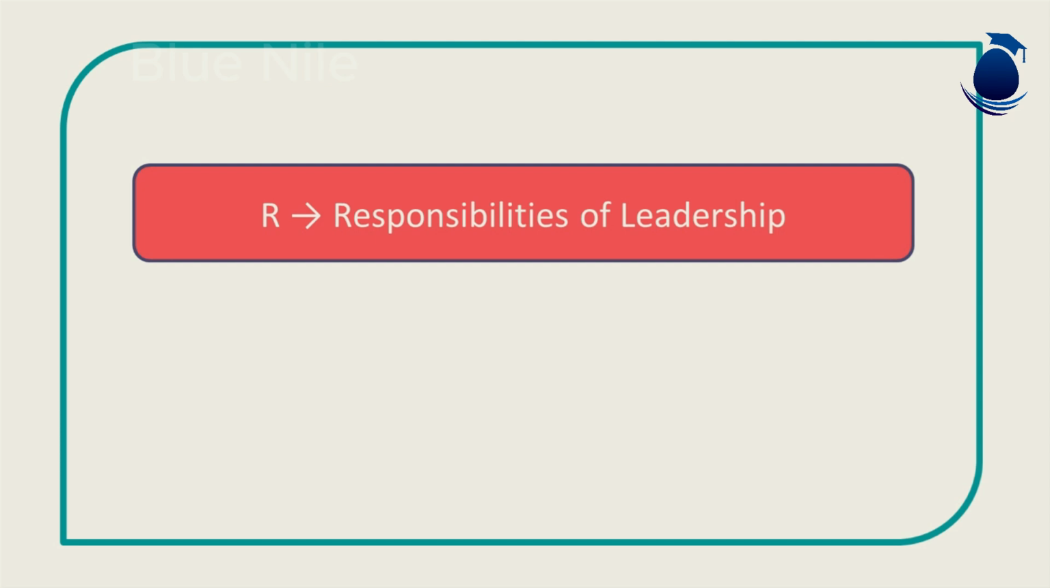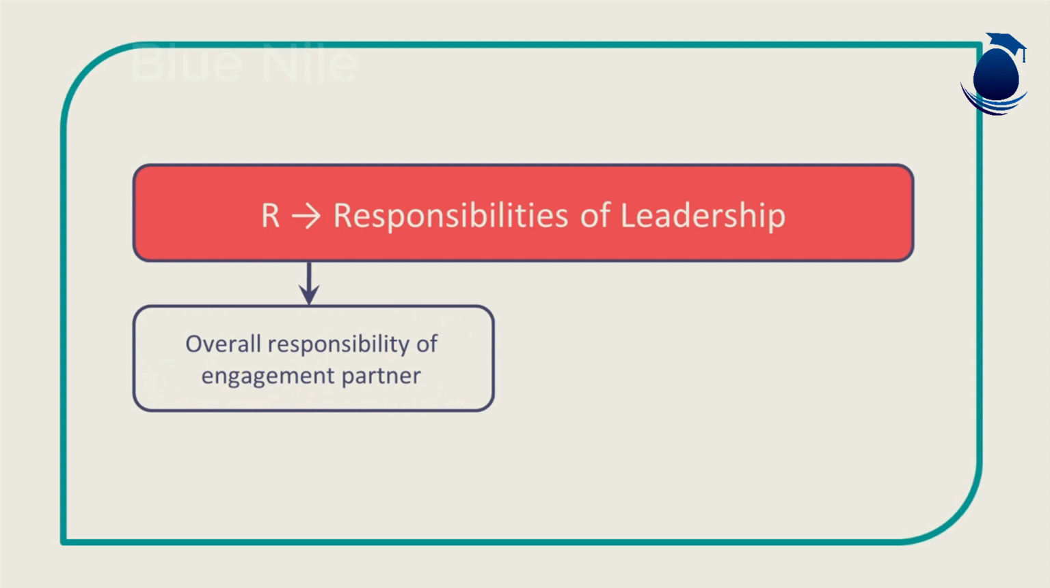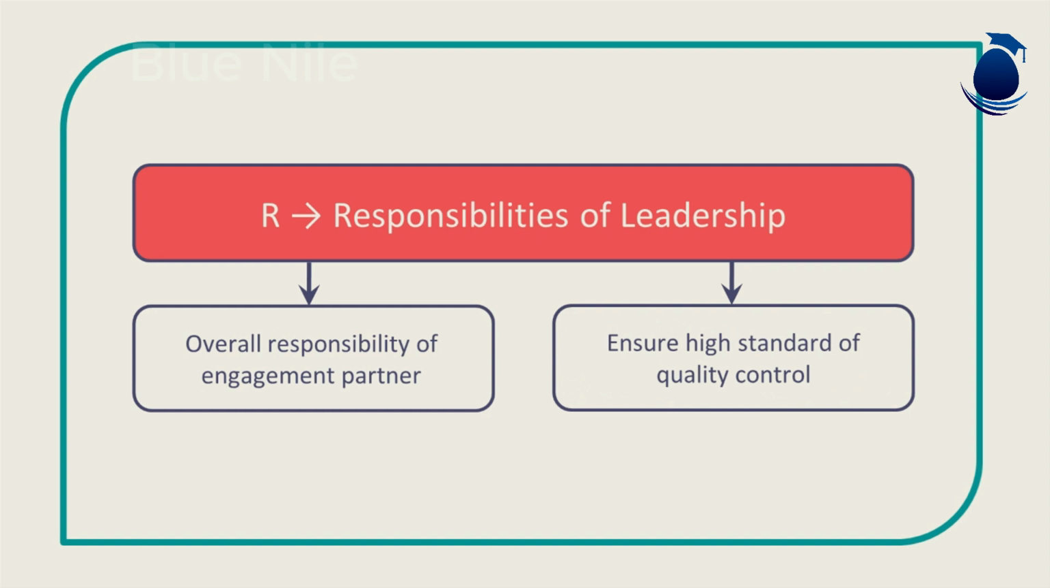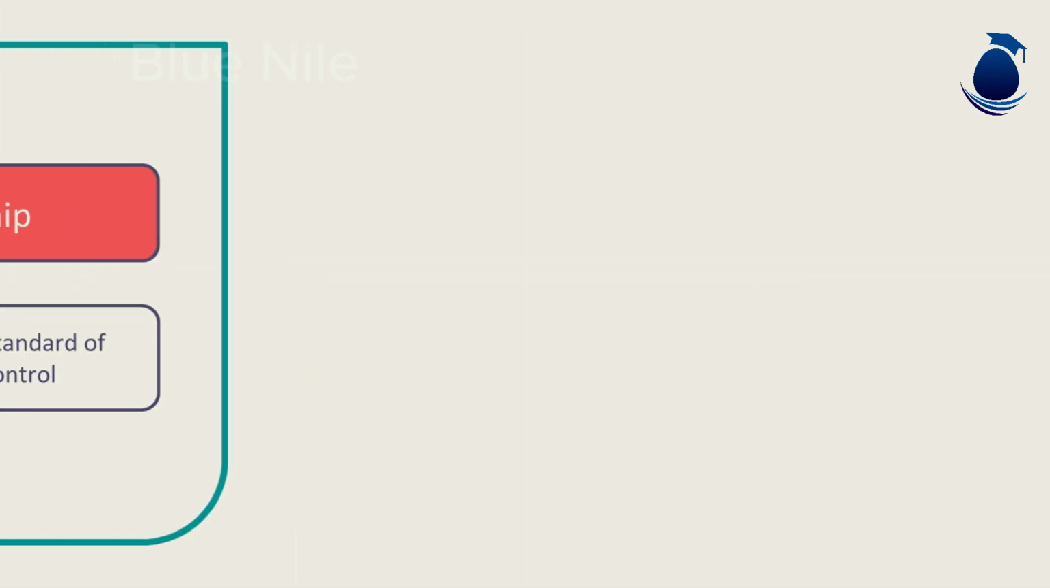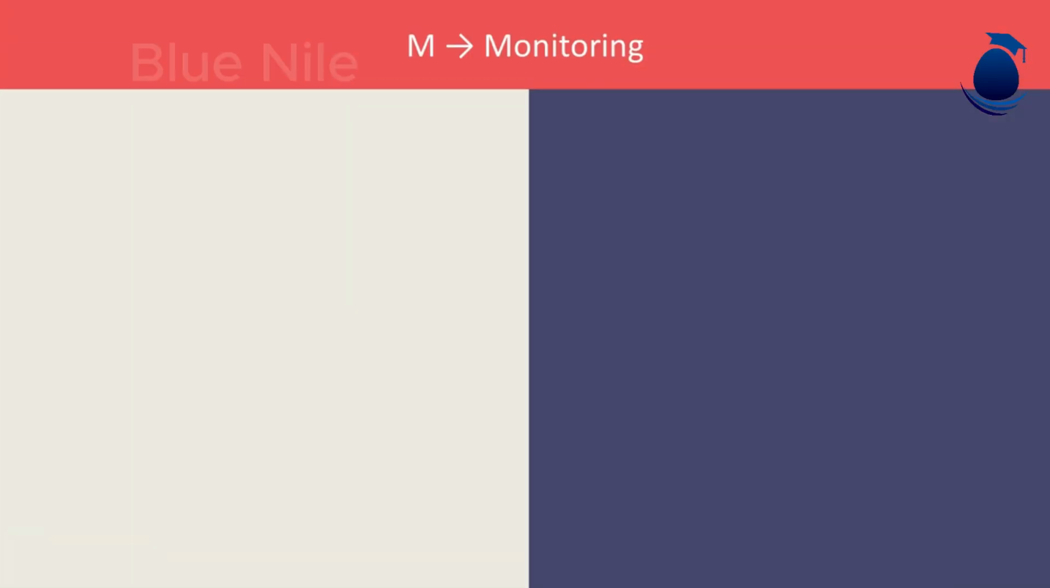The R is for responsibilities of leadership. The engagement partner must take overall responsibility for the audit team and the audit process. This means that they must also ensure the quality control procedures within the firm are of a high standard so as to follow professional standards accordingly. The M is for monitoring.